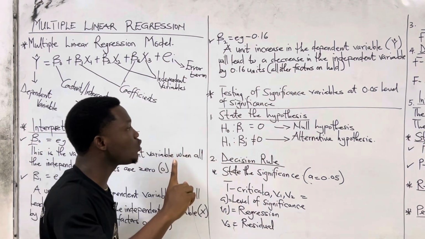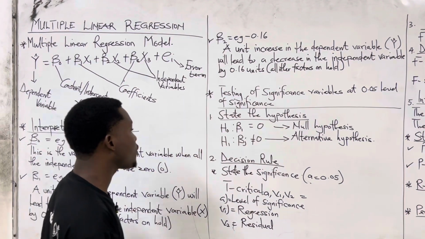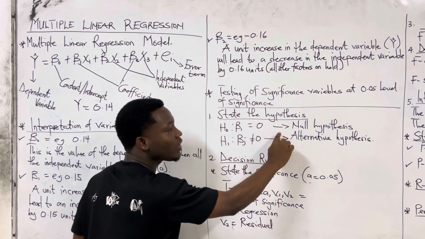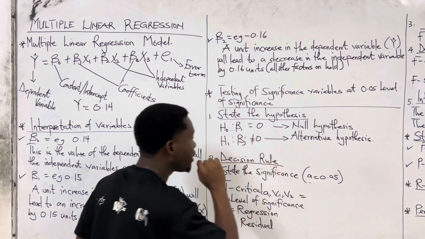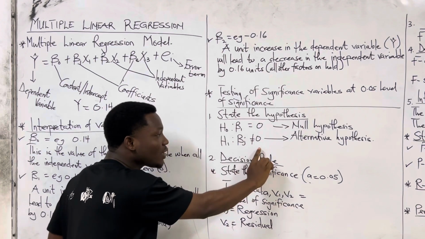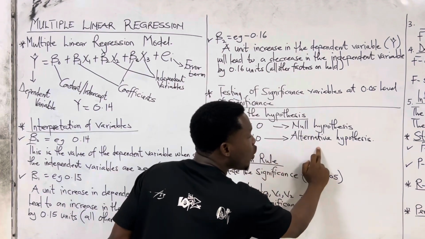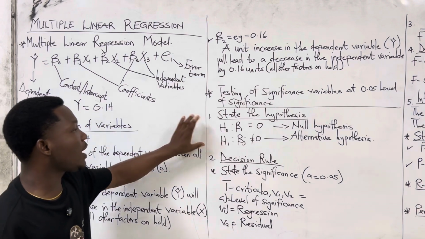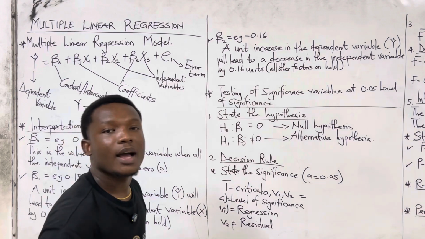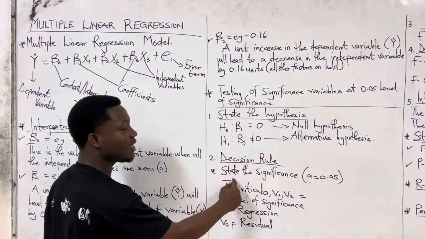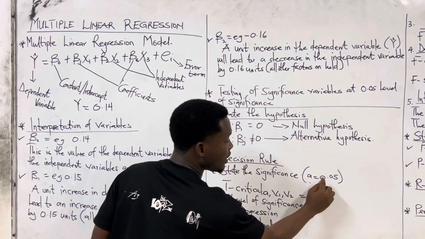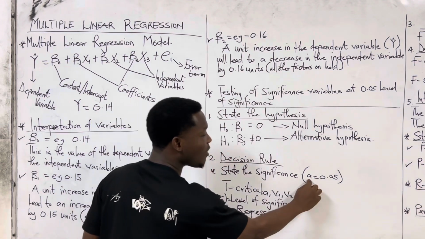So here we have to state the hypothesis. The first thing that we have to do is state the hypothesis. So H0: beta 1 is equal to 0. That one will give us the null hypothesis. And then we have H1: beta j is not equal to 0, and that will be our alternative hypothesis. So we have stated our hypothesis already. Then we have our decision rule, the rule that will guide how we make our decision. So we state the significance level, which is 0.05, and for significance we use alpha to represent it.